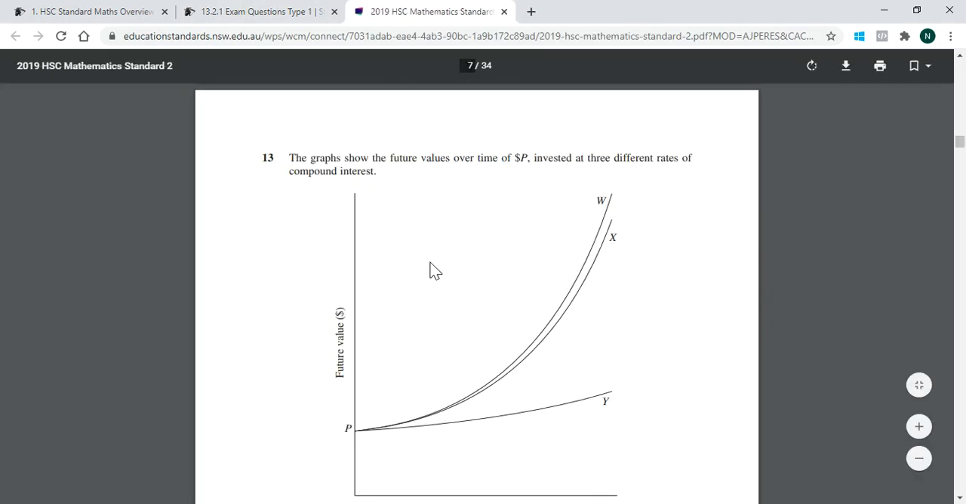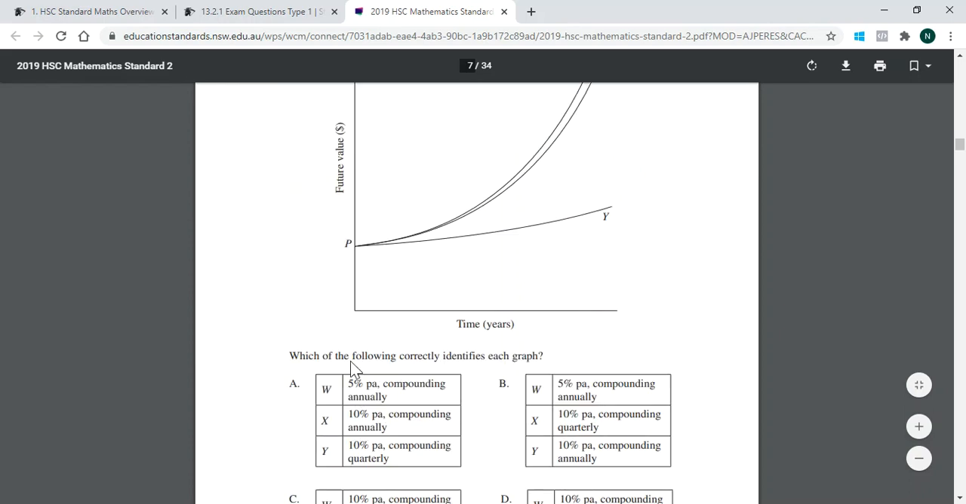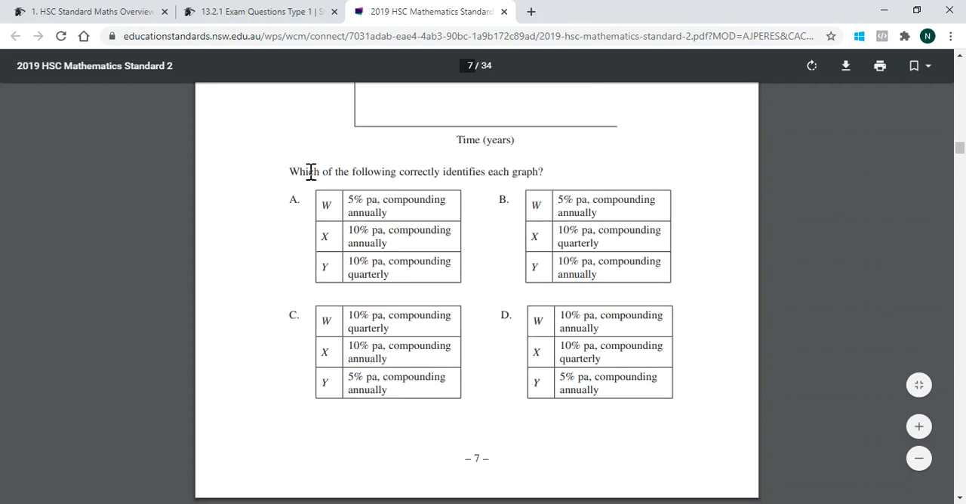So this question is giving you a graph. What it's telling you is that you have the future values over a period of time, and each of these lines represent those future values. P is invested at a point in time 0 at the starting point, and the x-axis is the time, the y-axis is the future value. Then what it's asking you is which of the following tables are right. So let's check out the question and then solve it.